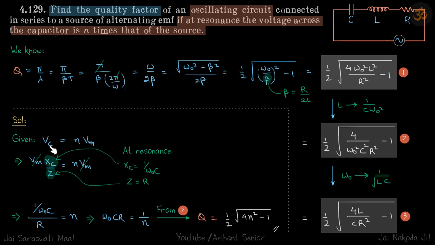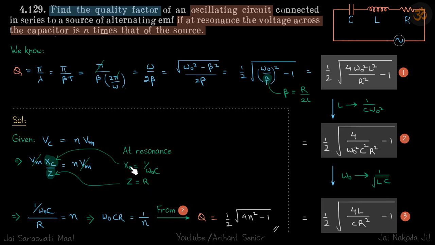So VC is given as N times maximum voltage at resonance. So voltage across capacitor will be Vm into Xc by Z, and that is given as N times V maximum. So V maximum will get cancelled. Also at resonance we know Xc is equal to 1 by omega naught C and Z is equal to R.